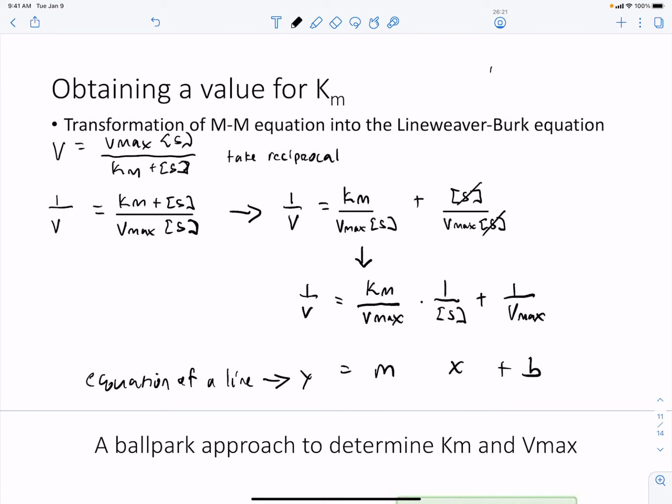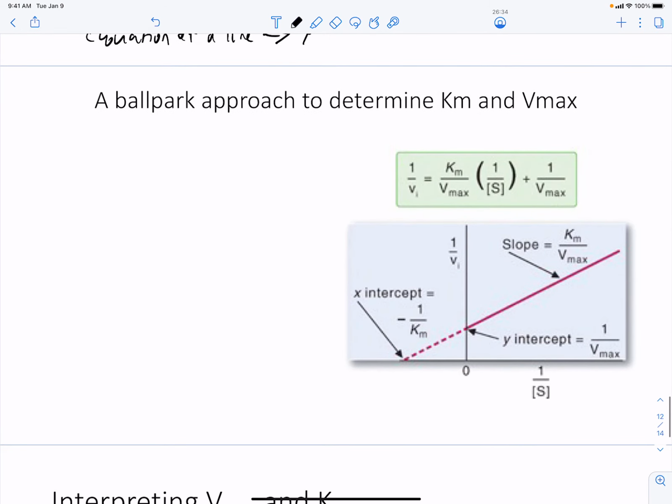And so you've converted that equation from Michaelis-Menten into the Lineweaver-Burk equation, which is basically the equation of a line. Now, the Lineweaver-Burk is going to be, again, a ballpark approach. With computers you can get very specific, but in the past this equation was used to just give a general range. The Lineweaver-Burk is also called the double reciprocal plot because we just took the reciprocal of the Michaelis-Menten.